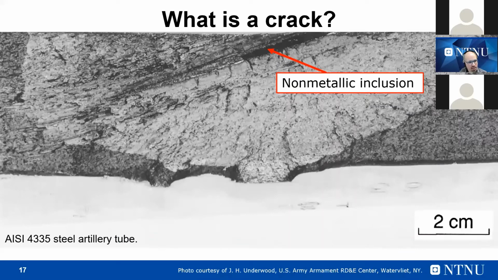So what is a crack? Usually it's difficult to define a crack and the crack tip, but a crack is actually a defect that is present in your material from which a propagation starts to grow, and we will discuss later what crack initiation and crack propagation are. For example, in this slide we have a non-metallic inclusion from which a crack starts to propagate due to cyclic loading.